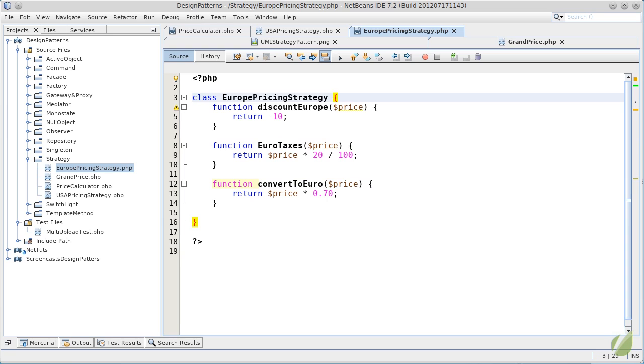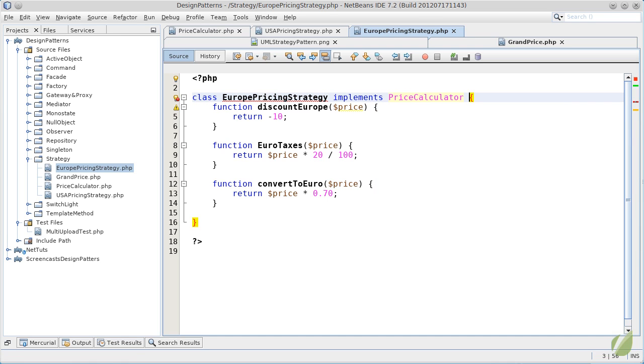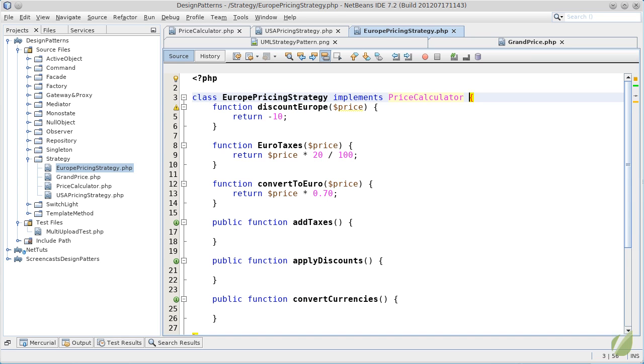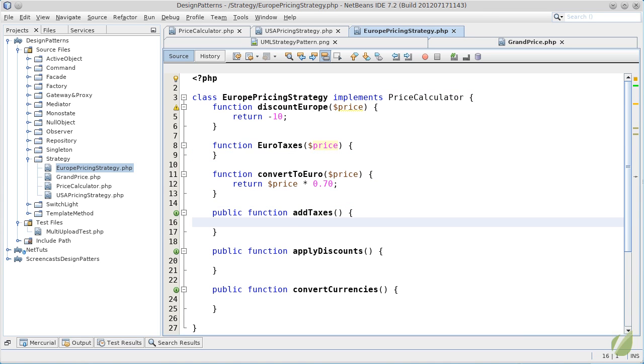Then we will specify that the Europe strategy implements price calculator. We see that we have a little problem. Our method names do not concur with the interface. Let's see what is wrong. Well, we have names for specific locations, like discount Europe and euro taxes and convert to euro. Let's say euro taxes will be moved to add taxes.